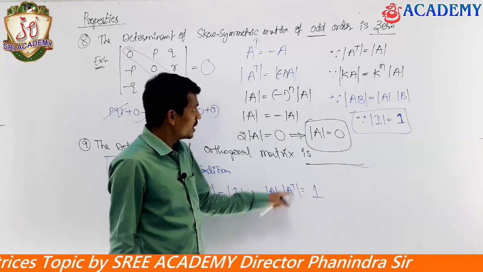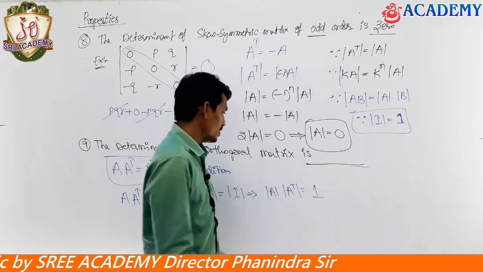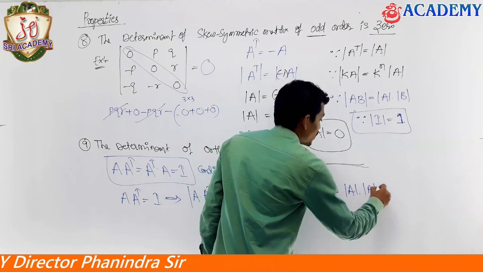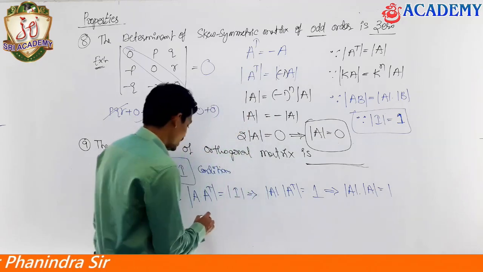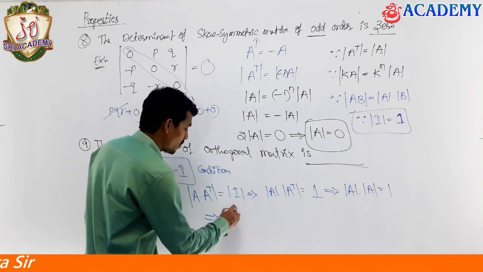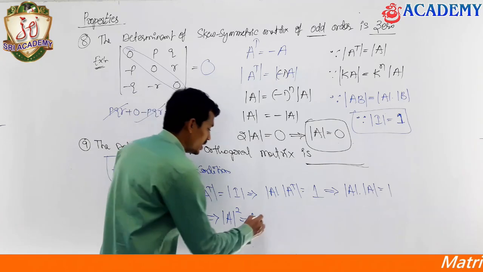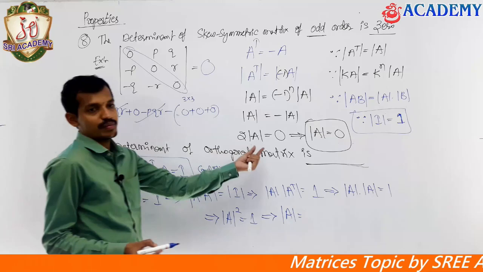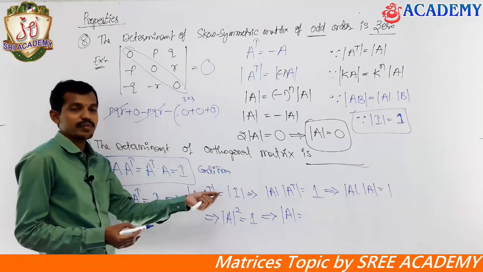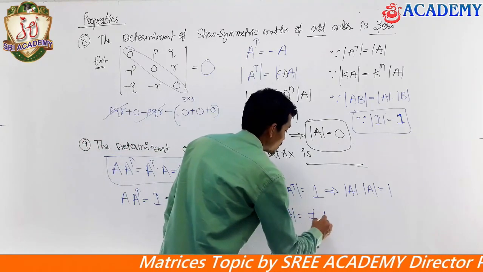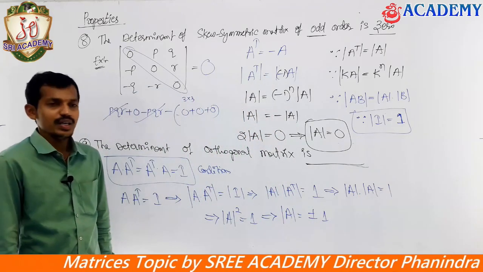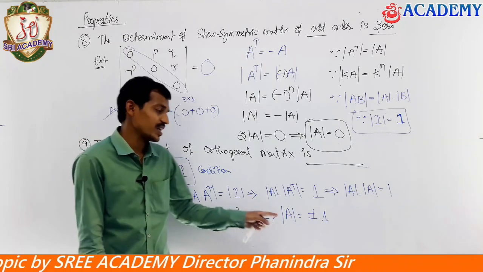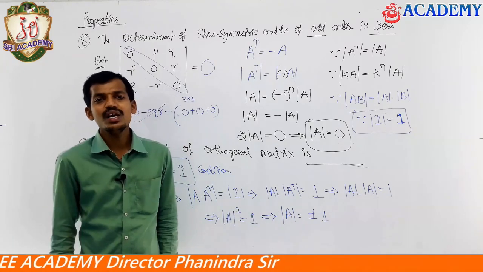The determinant of A transpose is nothing but determinant of A. From here we can write determinant of A into determinant of A equals 1, that is, determinant of A squared equals 1. Here we want only the determinant of an orthogonal matrix. If A is an orthogonal matrix, determinant of A is nothing but plus or minus 1. Suppose plus 1 is there, it's no problem. If minus 1 is there, it is going to be the answer. If plus or minus 1 is there, always you have to write only plus or minus 1.